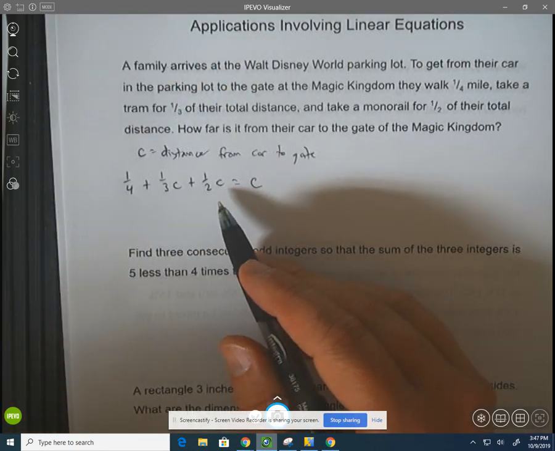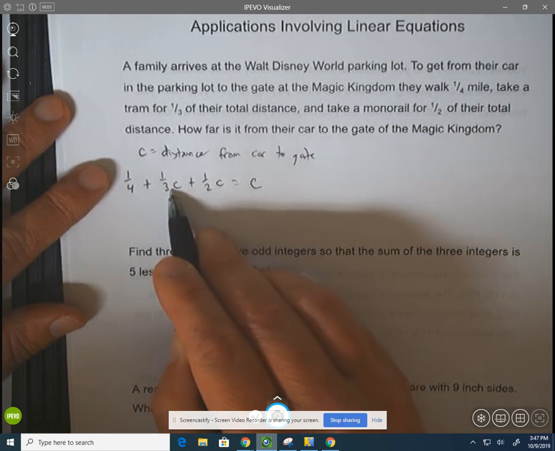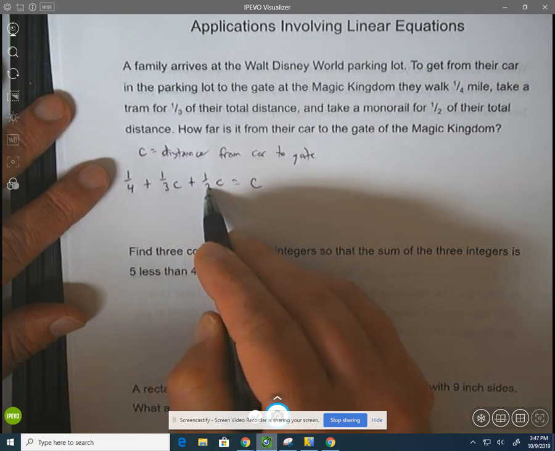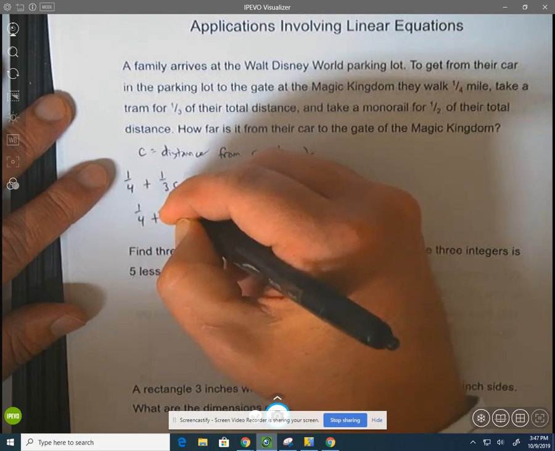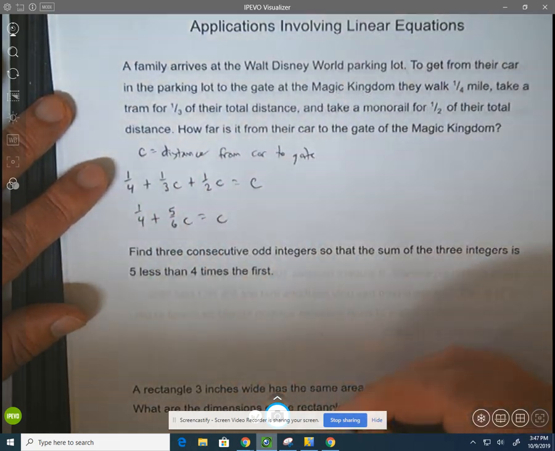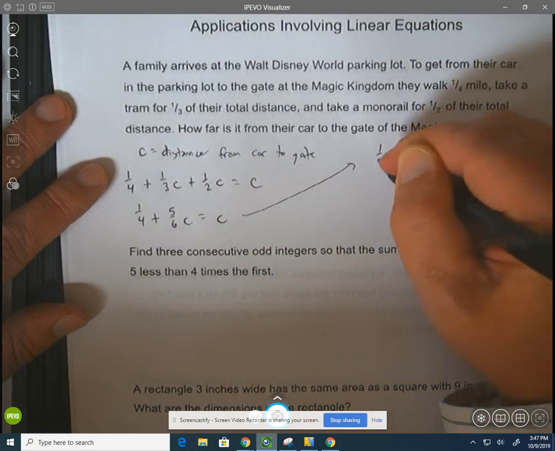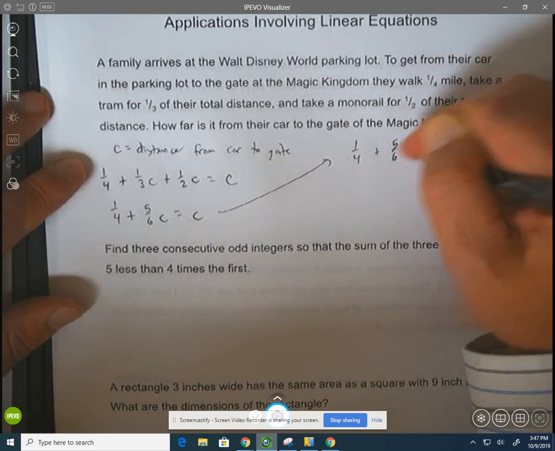Once we've got an equation, now it's just like section 1.1. We just have to solve this. So I've got some like terms here. So 1/3 plus 1/2. You can grab your calculators and do this, or this is 2/6 plus 3/6. I think that's about 5/6. So that's 5/6 C, and it still equals C. I'm just going to recopy this up here so I've got a little bit of room to work as I solve this now.